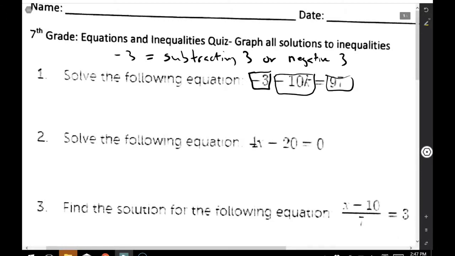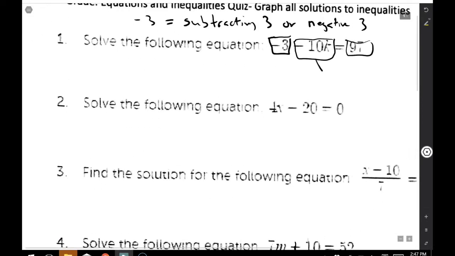So let's quickly build it, but some quick number sense here. If I got something, take away -10 times something is equal to positive 97, I know that this quantity right here has got to be a positive number, because -10 times something has to be something positive because I have a positive 97 on the other side.